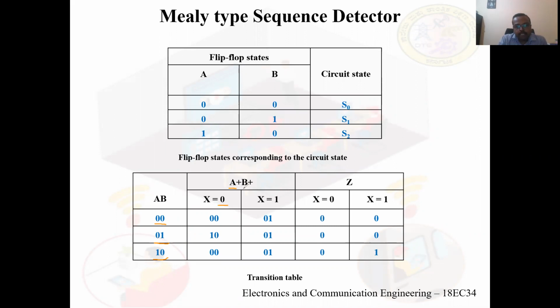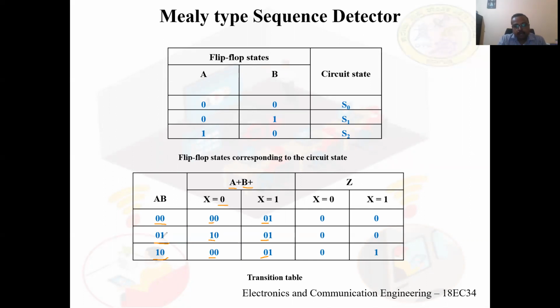Now what we have for A plus, this one, this is B plus. So for A plus, we have 0 here, 0, 1, 0, 0, and 0 here. Right? So how do you write now for this one? 0, 0, when x is 0, it is 0. 0, 1, when x is 0, we have it as 1. And 1, 0, when x is 0, it is 0.